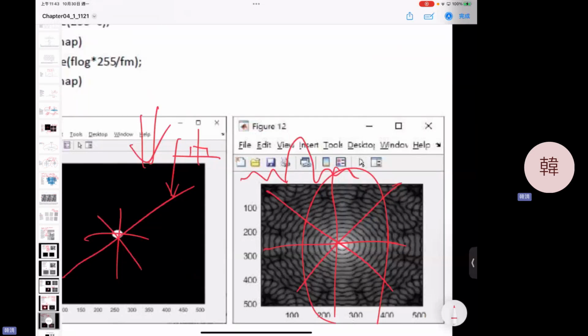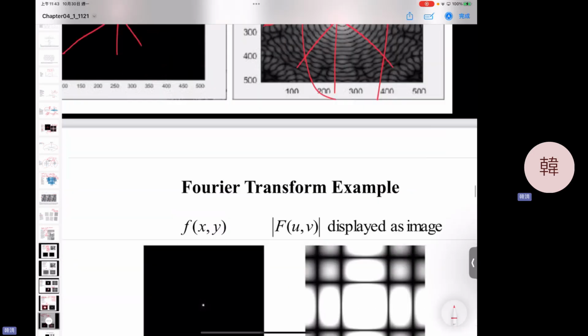So that's what I told you. You have to understand the corresponding frequency spectrum of some specific simple images, and you will see the result immediately.